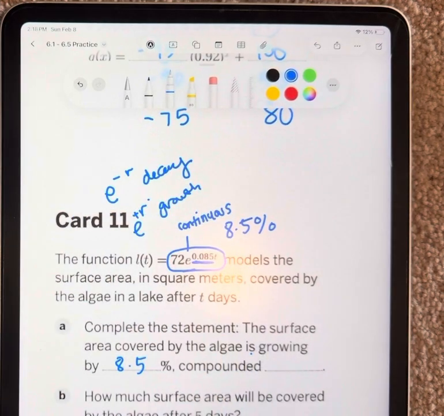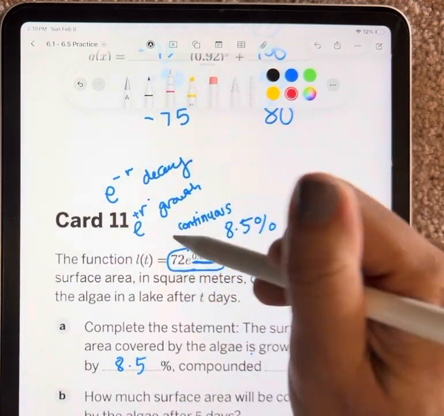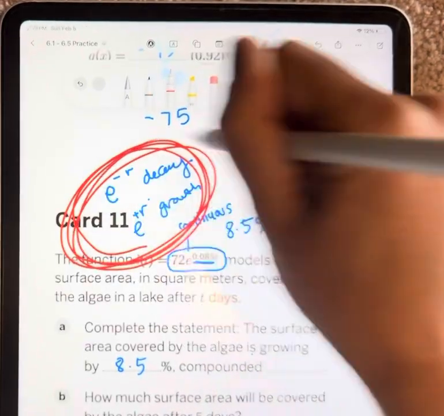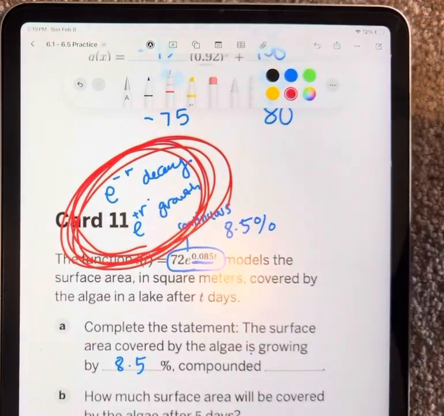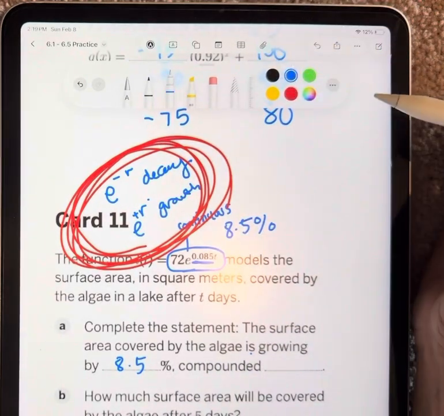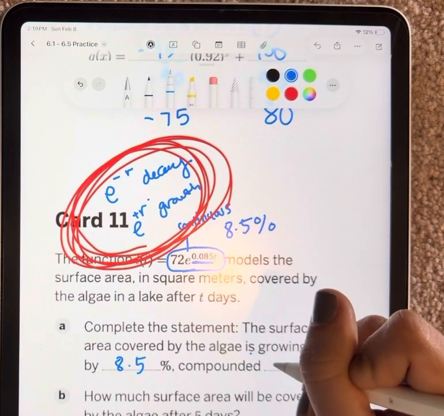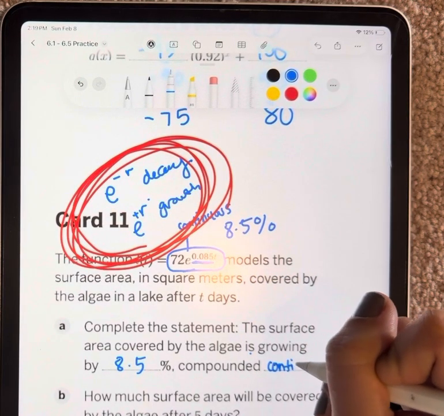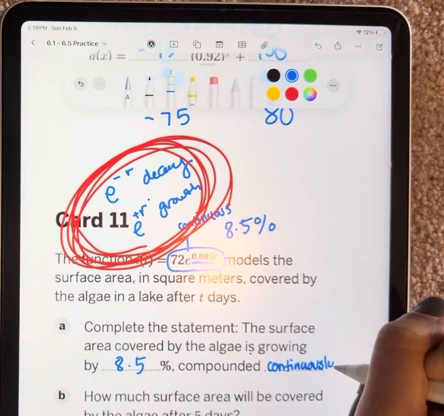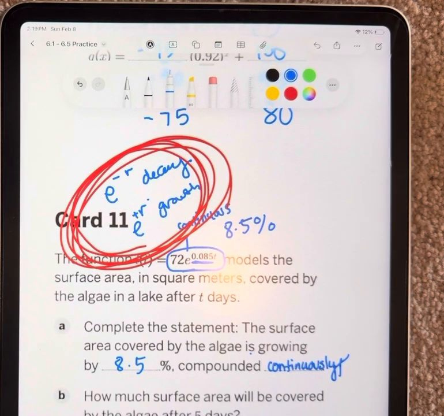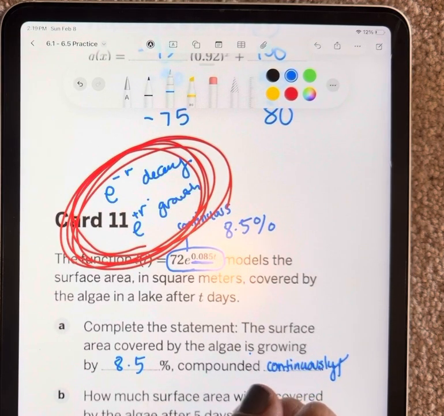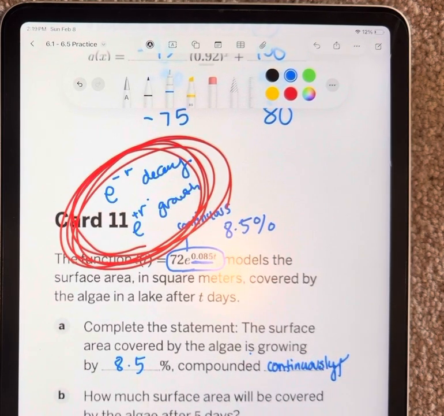So please remember that. If you're just scrolling through this video, hopefully you notice that this was something important I said over here. It's 8.5% compounded continuously. That's what E is. And how much after 5 days? Just plug in 5. 72 e to the 0.085 times 5.